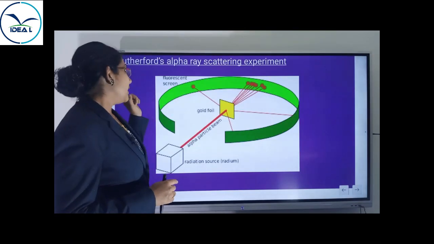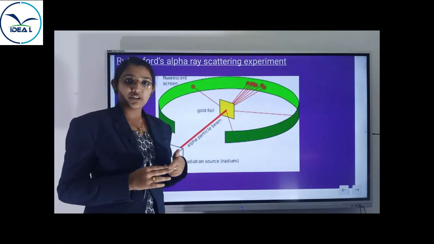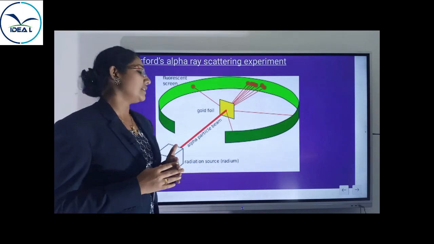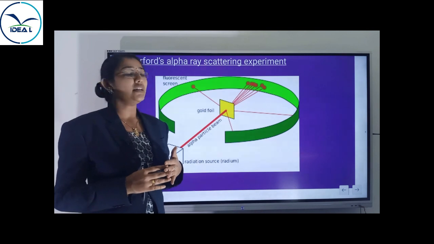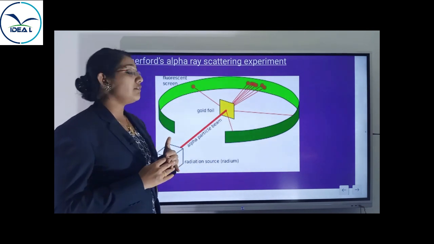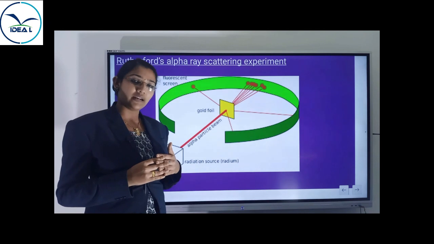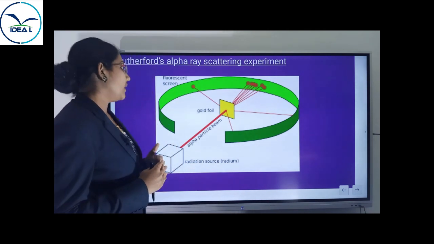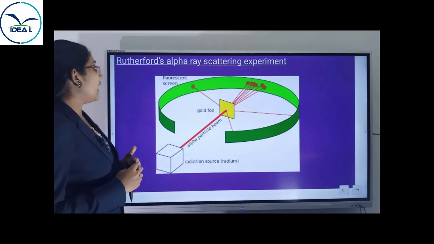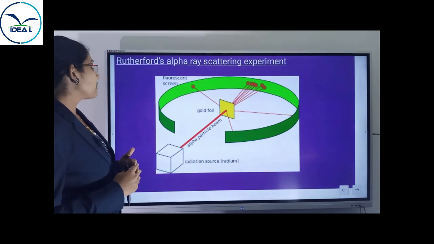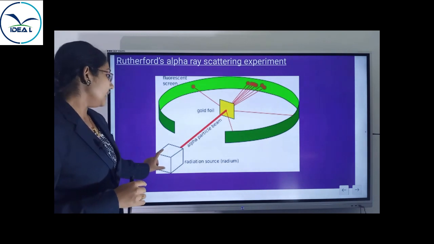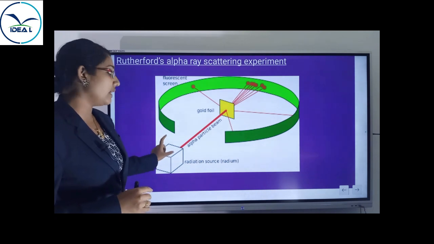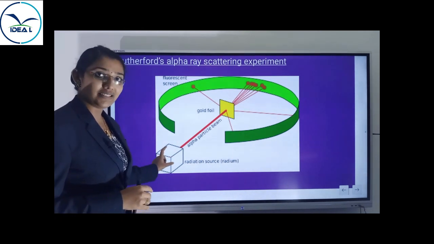Next atomic model is proposed by the scientist Rutherford. He explained the atomic model through an experiment. The name of that experiment is alpha ray scattering experiment, or otherwise the gold foil scattering experiment. Here you can see the figure of that alpha ray scattering experiment. Here is a radiation source in which alpha particles or alpha beam is produced.